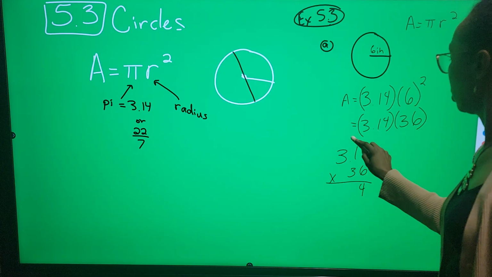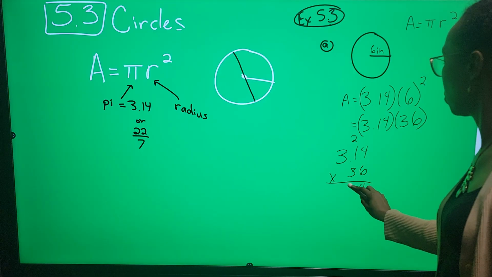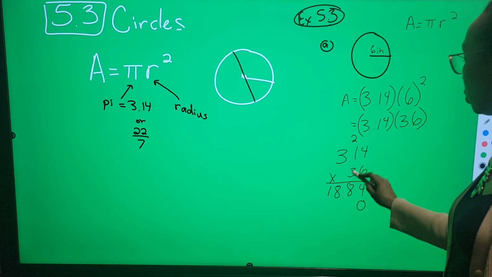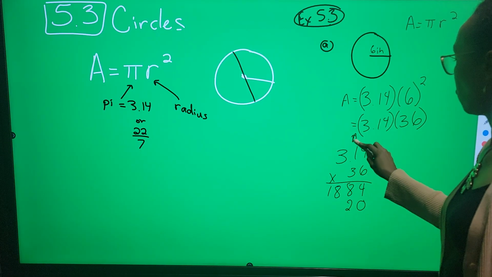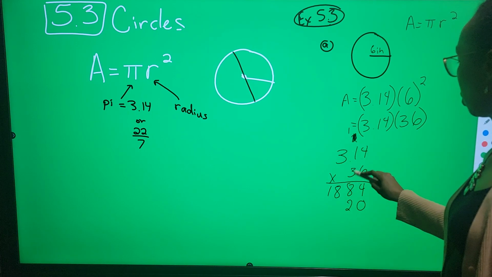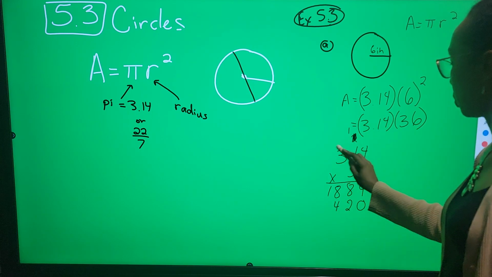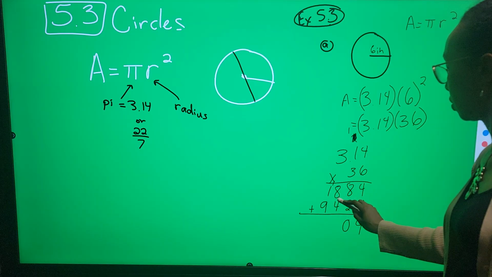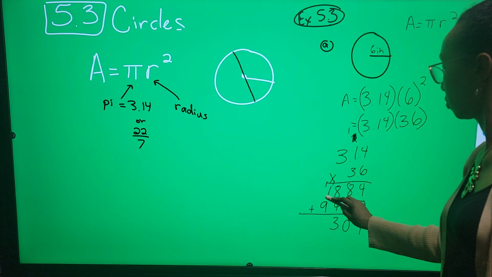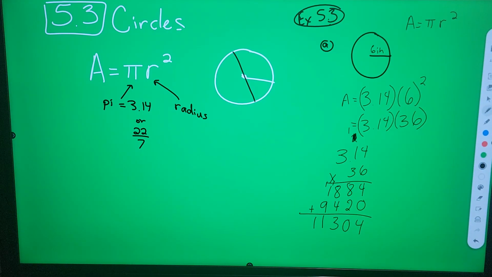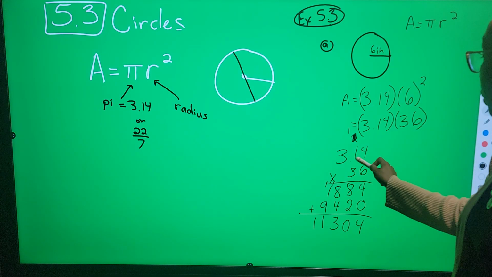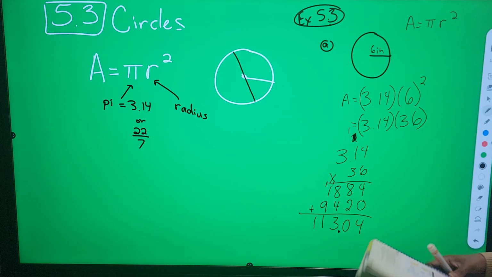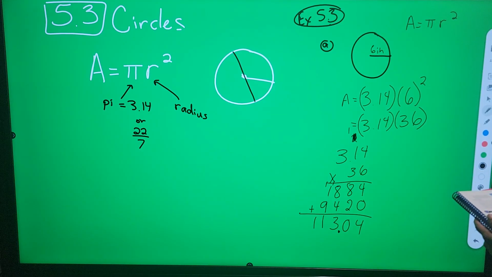6 times 4, 6 times 1 plus 2, 6 times 3, and then I'll bring my 0. Now work on 3. 3 times 4, make that a 1. 3 times 1 plus 1, and 3 times 3. Add those together. All right, don't forget to put the decimal back in. There are only 2 places behind the decimal here, so 1, 2. All right, so our answer is 113.04.